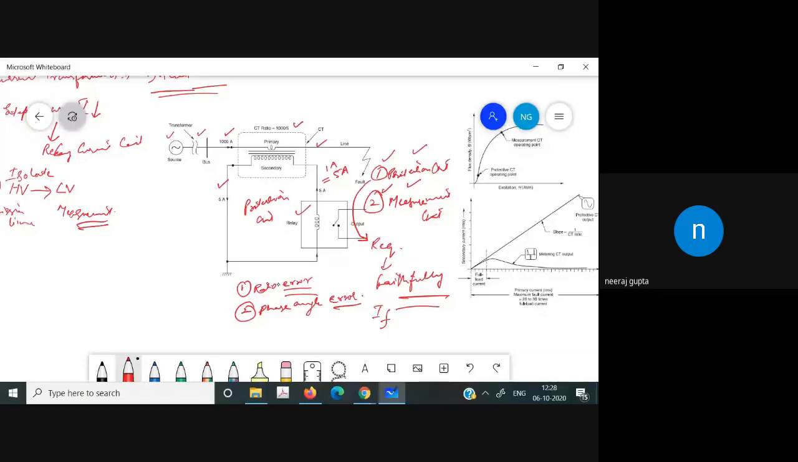First one is the protection CT. It will faithfully reproduce the largest fault current, because the main job of this is to do that only. And the second one is the measurement CT. So what's the property of the measurement CT? When the current increases, let us suppose after a predetermined value, it will saturate.